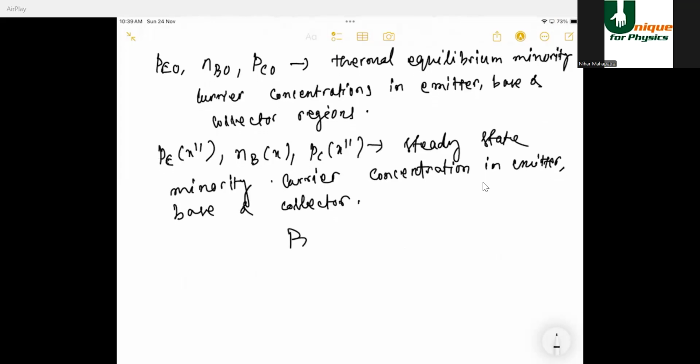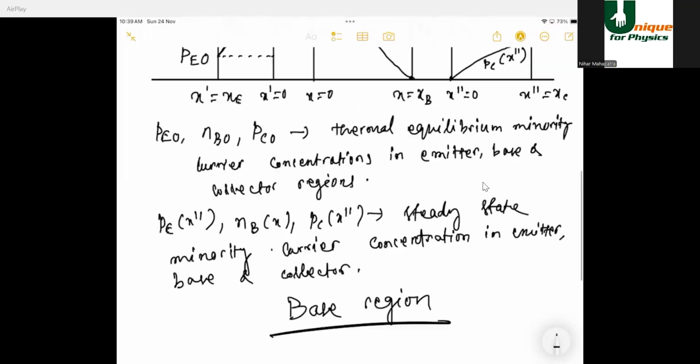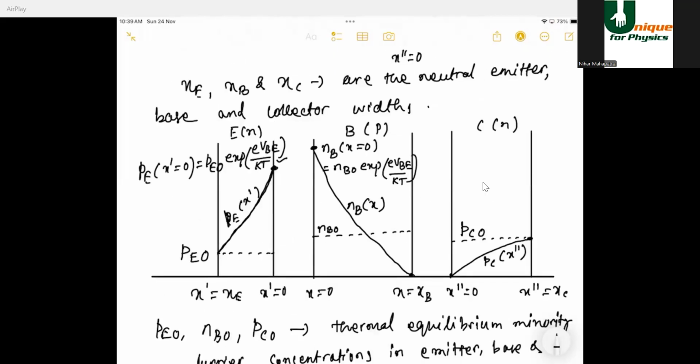Now, let us discuss the base region first, right? So this is the base region. The concentration varies from NB0 exponential of EV by KT to 0, okay, at x is equal to 0 to x is equal to xb, right? So we have the NBx, right, as the function. We have the thermal equilibrium concentration, which is NB0, and we can find out what is the excess minority carrier electron concentration in the base region, which is actually a p region. So electron will be considered as the minority carrier there.